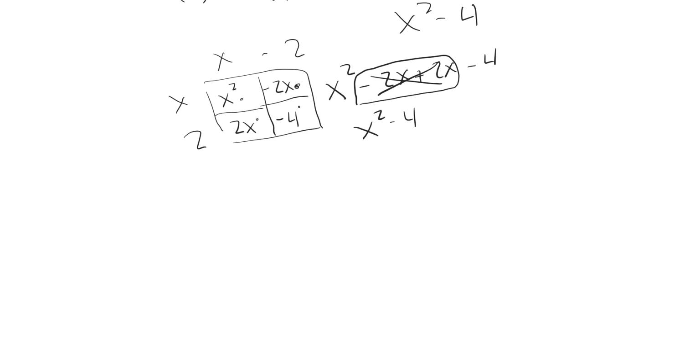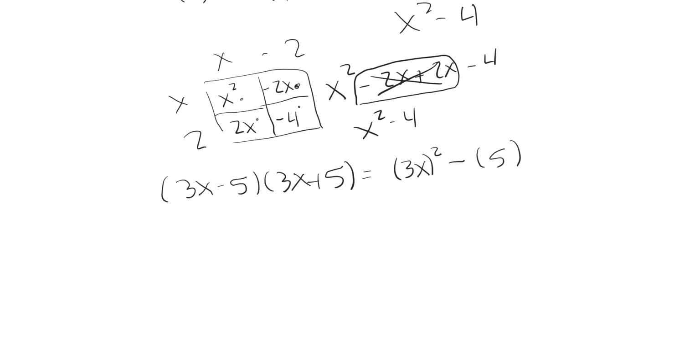So let's do one more. I give you 3x minus 5 times 3x plus 5. That is equal to the first term squared minus the second term squared. That's 9x squared minus 25.